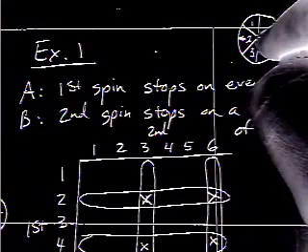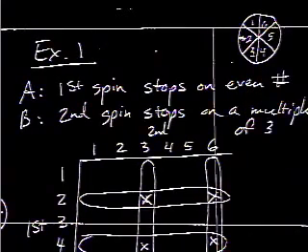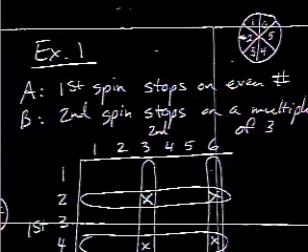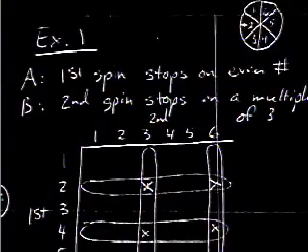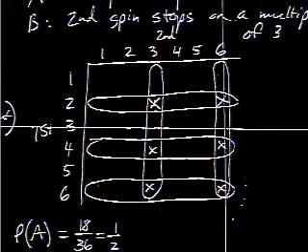So, quite honestly, this is no more different than rolling a 6-sided die, but we're spinning a spinner. If the first spin stops on an even number, that's what event A is all about. Event B is about the second event. The second spin stops on a multiple of 3. So look at the sample space that I wrote out.